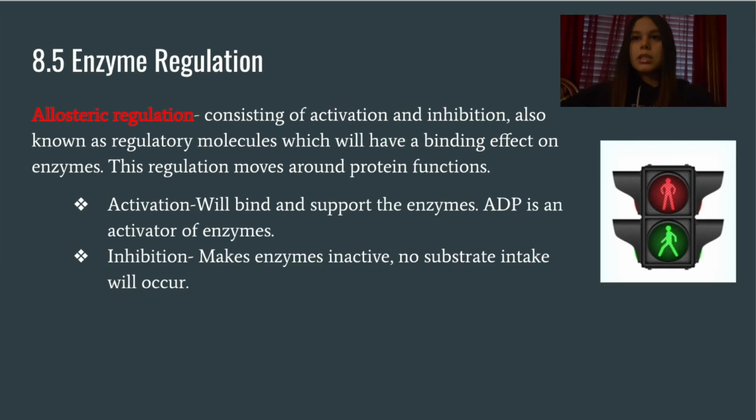Allosteric regulation consists of activation and inhibition, also known as regulatory molecules, which have a binding effect on enzymes. This regulation moves around protein functions. Activation will bind and support the enzymes, and ADP is an activator for enzymes. Inhibition will make enzymes inactive, so no substrate intake will occur. This can also be thought of as a pedestrian light, where green would be for go as in activation and red would be for stop as in inhibition.